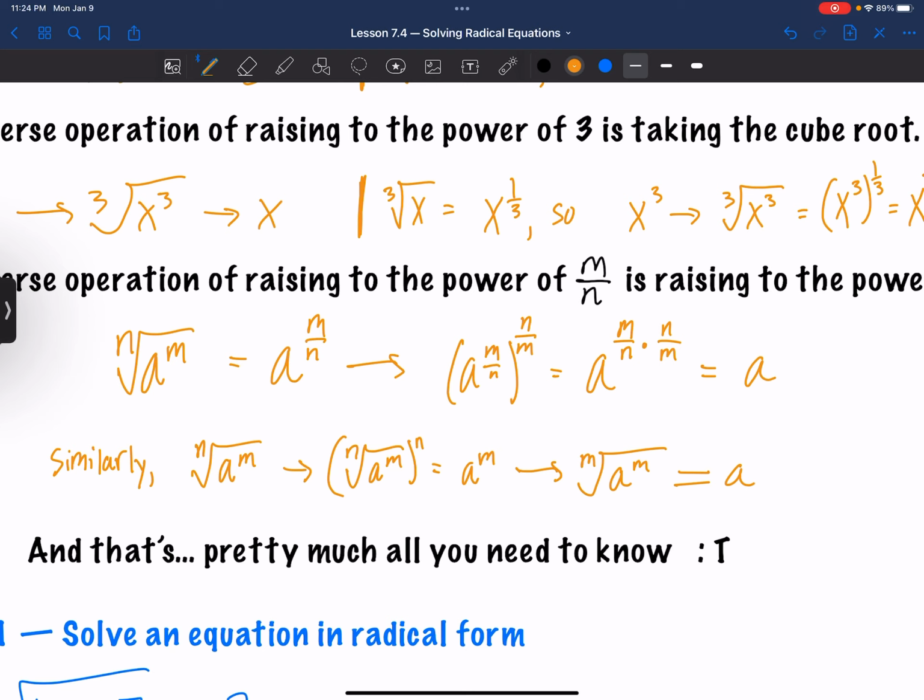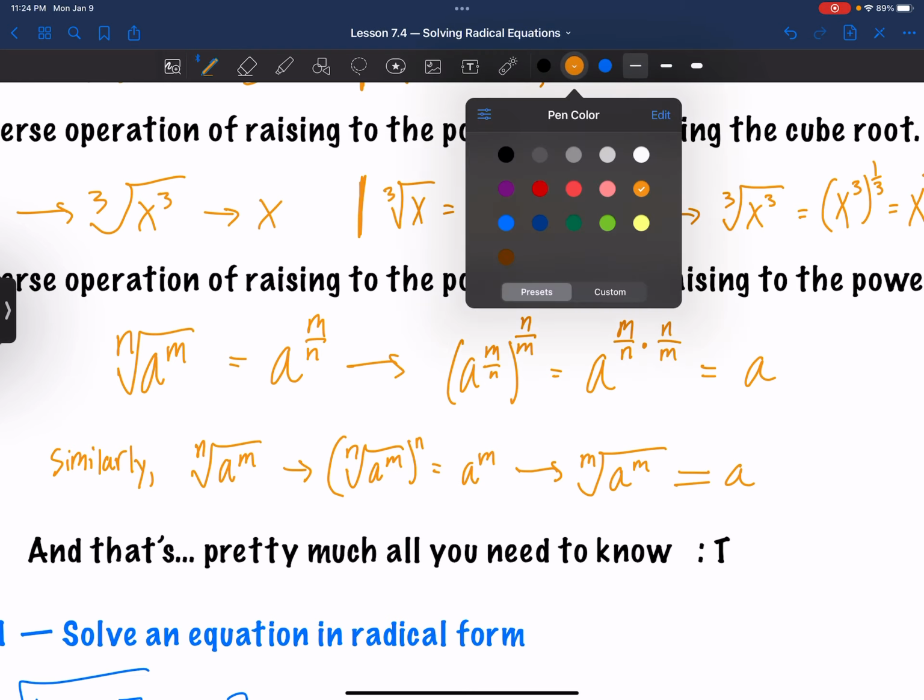So you see it's doing two things. It's raising to the power of n, and it's taking the mth root, which is the power n over m, right? Because the numerator means raise it to the power of n, and the denominator means take the mth root. And so that's kind of why that works. And so I might write this in red here.